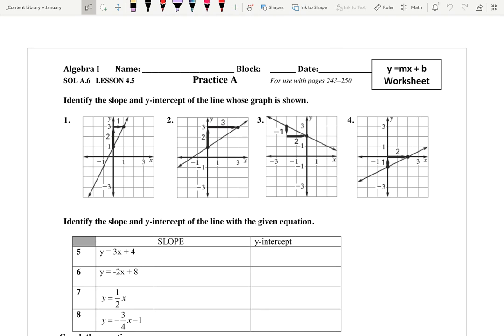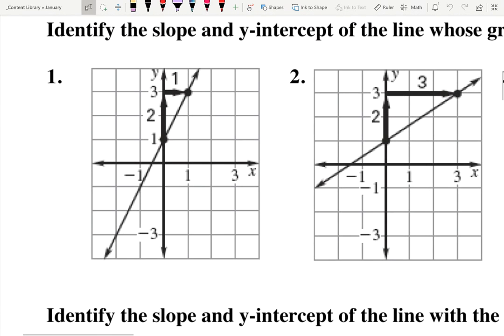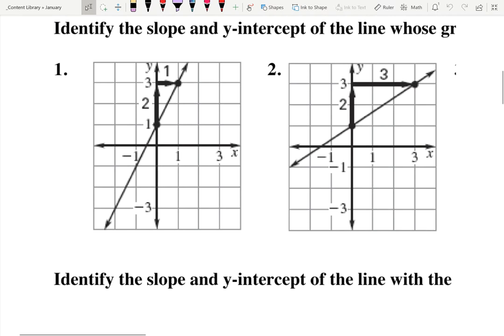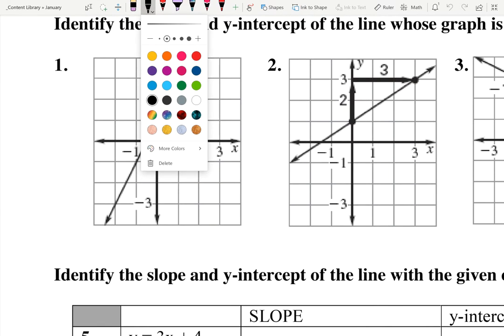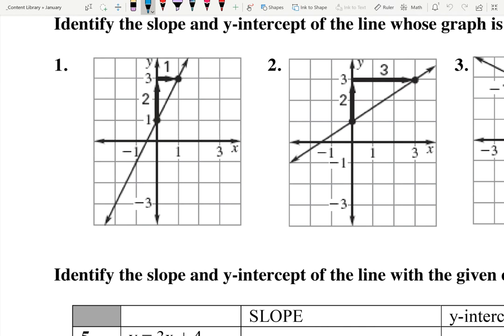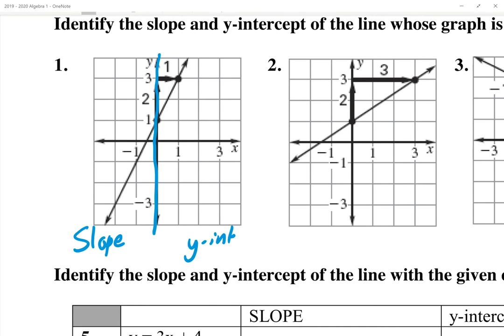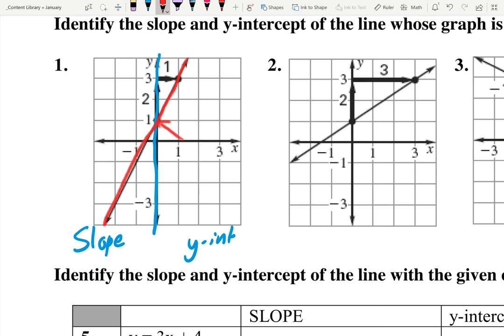So number one, we're identifying the slope and y-intercept from each of these graphs. Let's zoom in on this graph. So let's use blue. So slope, well, actually, it's probably easier to start with the y-intercept. The y-intercept is just where on the y-axis our line is crossing. So our y-axis is this up and down axis here, right? This is the y-axis. And we're looking for where the line itself, our function, crosses that y-axis, and it crosses it here, right, which is at 1 on that y-axis. So our y-intercept is 1.